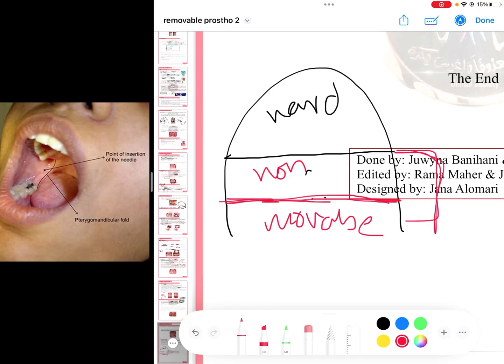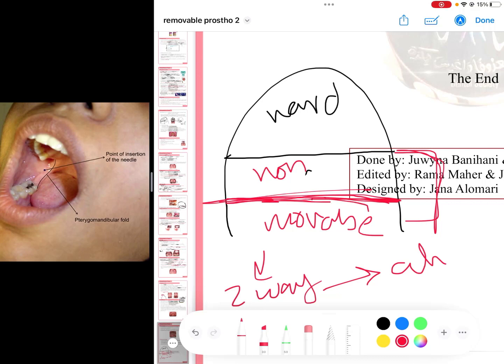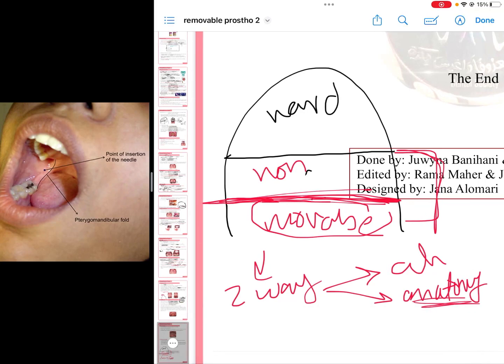So how can I draw or define this line? There are two ways to define this line. One way is to tell the patient to say "ah". When the patient says this, the movable part will drop down. So when it drops down, I can draw this line. The second way is to draw it according to anatomy.